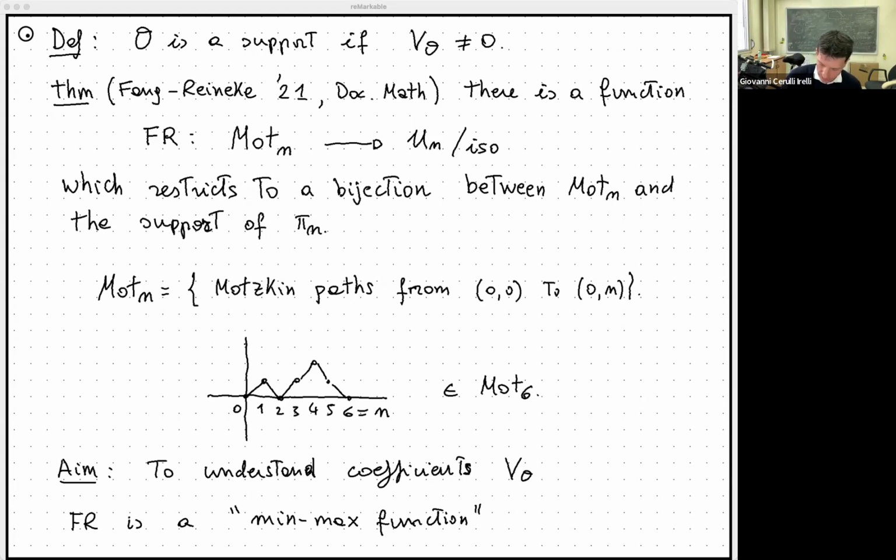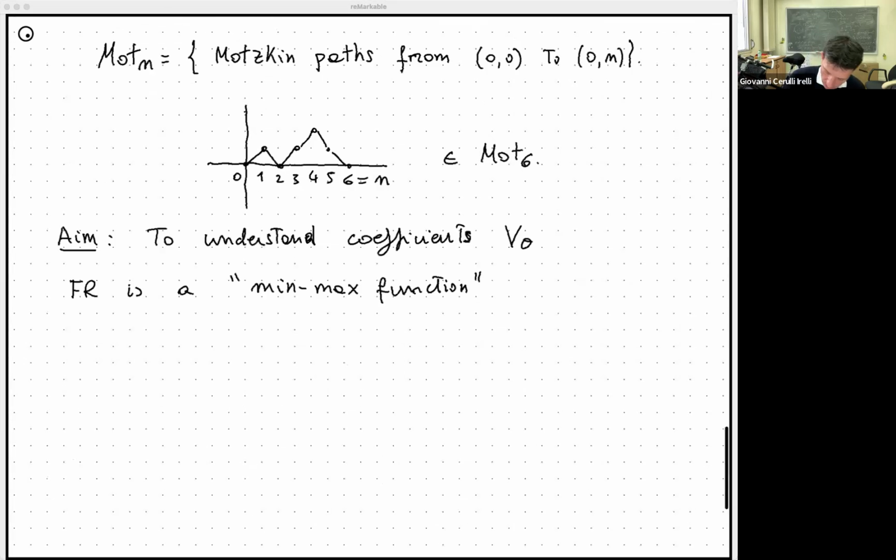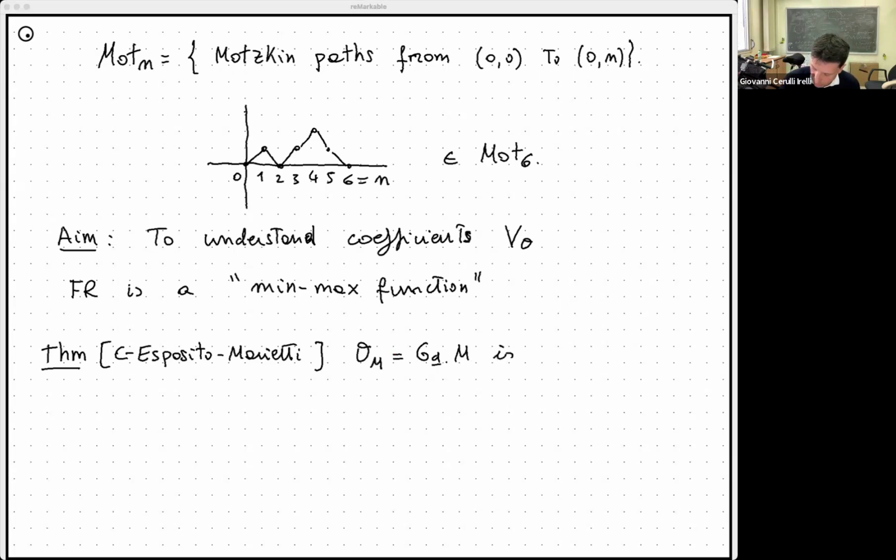So what we needed is a better description of the orbits in the support. And then what we prove, so theorem, myself with Esposito, Marietti: say O_M is the orbit of a point M in the support, so M is in the support if and only if M is an excessive multisegment.